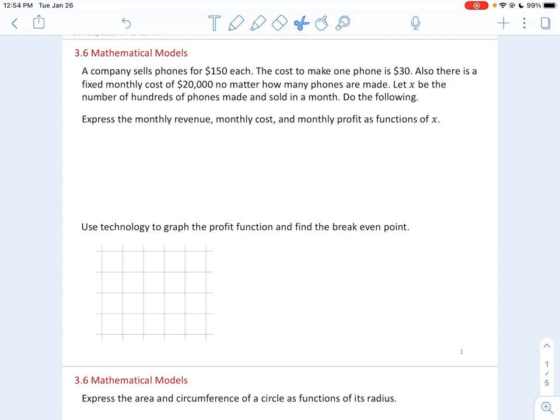Do the following. First of all, let's make sure we understand what this is saying. Let X be the number of hundreds of phones made and sold in a month. So if X is 3, that would mean that we really have 300 phones. So whatever X is, you have to multiply it by 100 to get the actual number of phones. Express the monthly revenue, cost, and profit as functions of X.